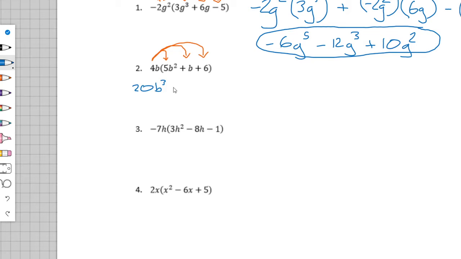4 times, there's a 1 here, so that's going to be positive 4. And then b times b is going to be b squared. And then 4 times 6 is going to be 24. And don't forget the b. So this would be our answer.